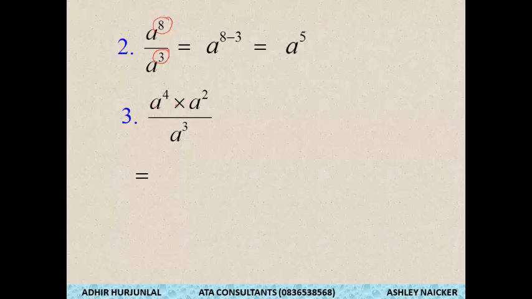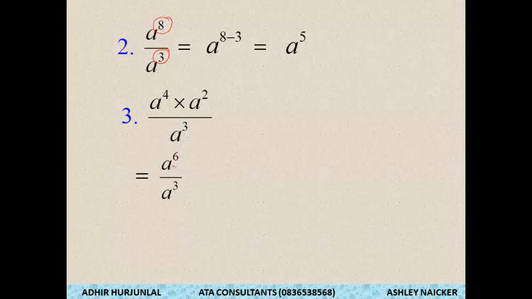So I will say a to the 4 multiplied by a to the 2 is a to the 4 plus 2, which is equal to 6. I bring down the a to the 3. I did not want to do too many steps at one go. So all I did was simplify the numerator to bring it to a to the 6.